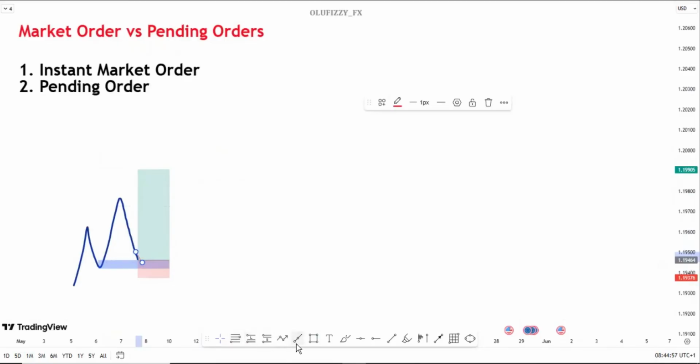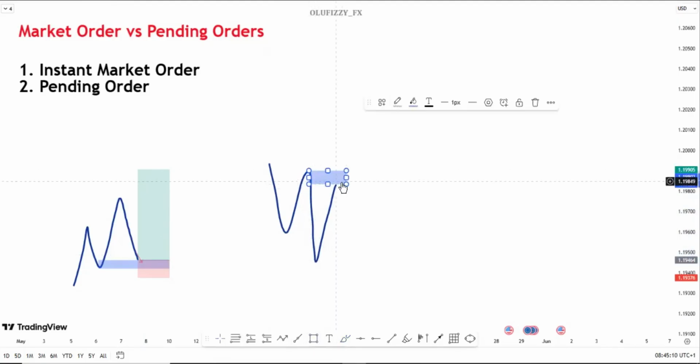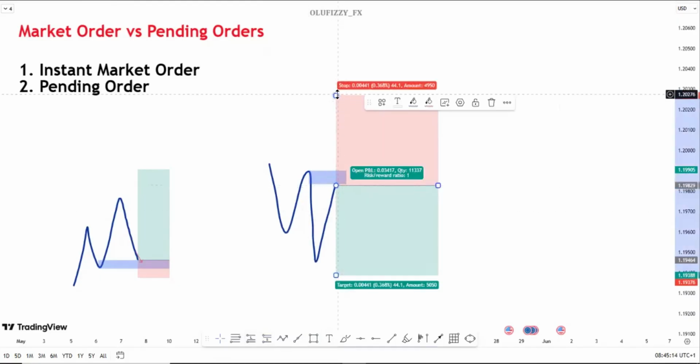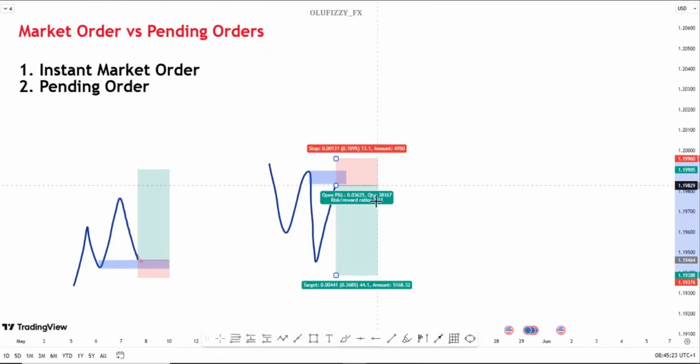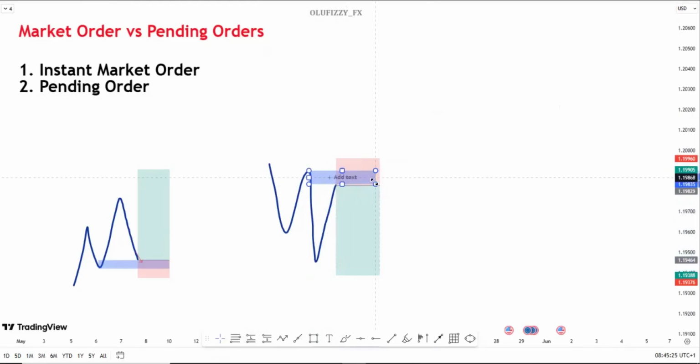And for the sell, it's the same thing. It's just when you are expecting price to go to the downside. So let's say maybe price is in a downtrend and price gets to a certain region like this, and you want to sell from this region. So you just place your sell and maybe you place a stop loss above here. So so far you enter at the current market price, that is instant market order or market order.